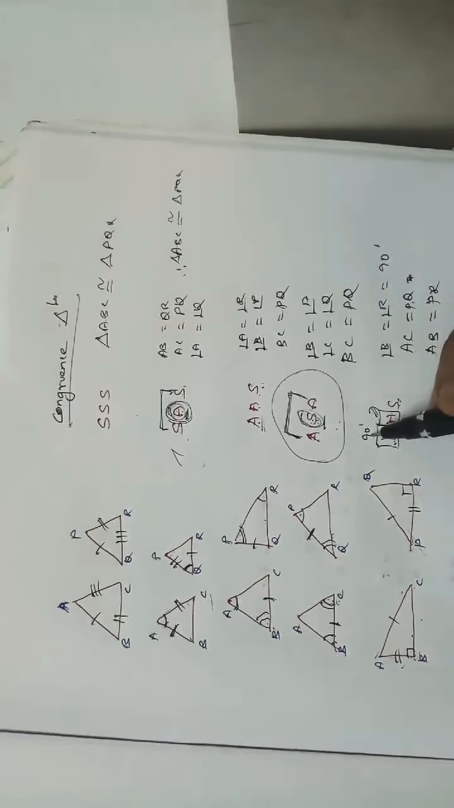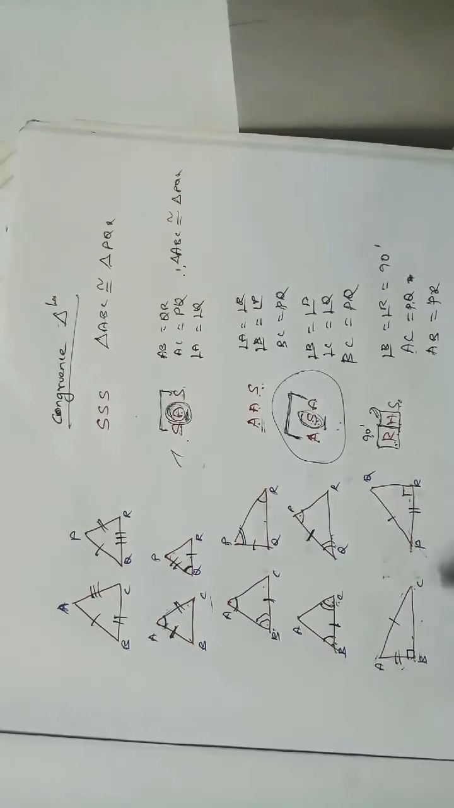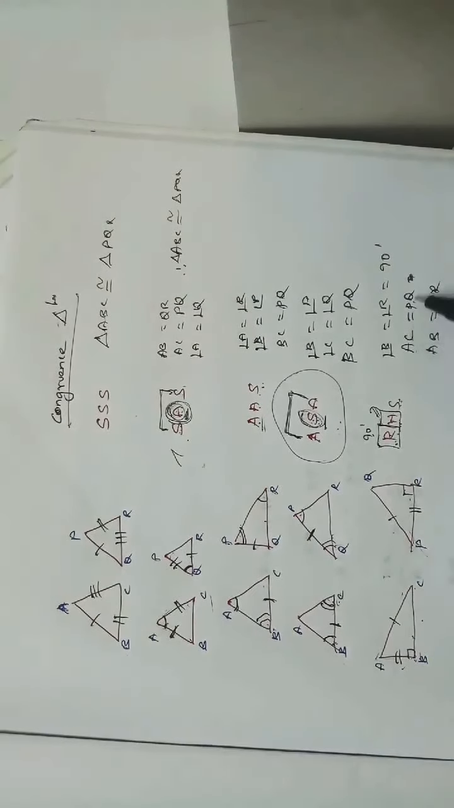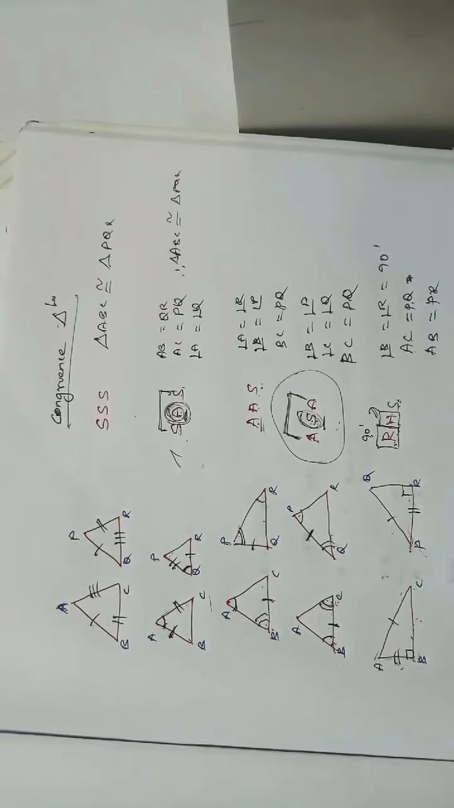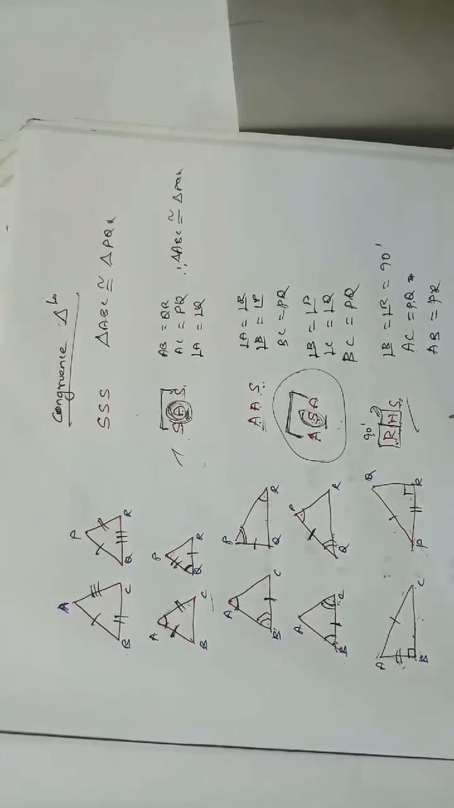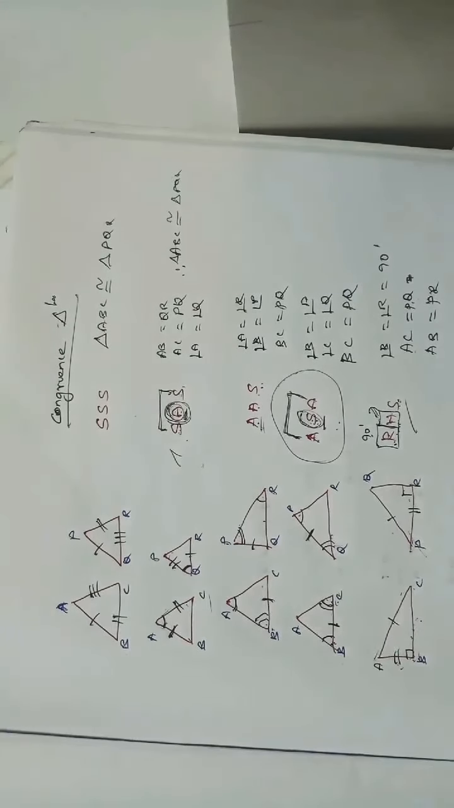But see, we have two right angles, the lengths of the hypotenuse are equal, and among the remaining two sides, any one side is equal. Then by RHS, these two triangles are congruent. Understood? This is the congruence property. Now we are going to see the similar triangles.